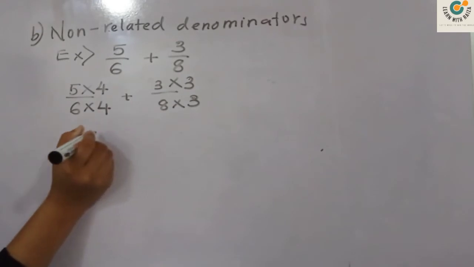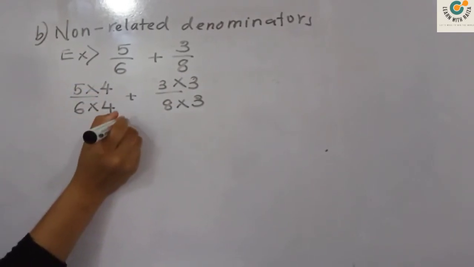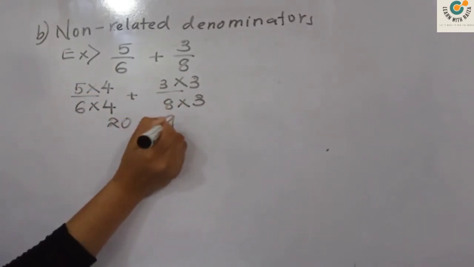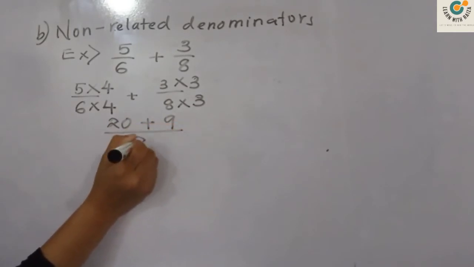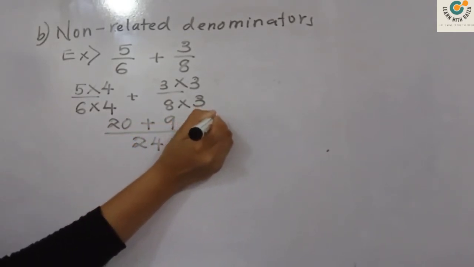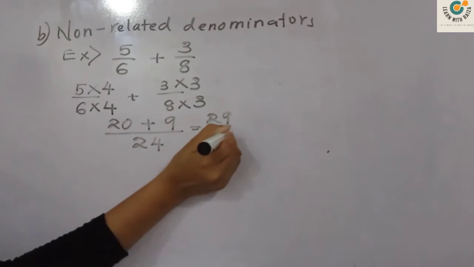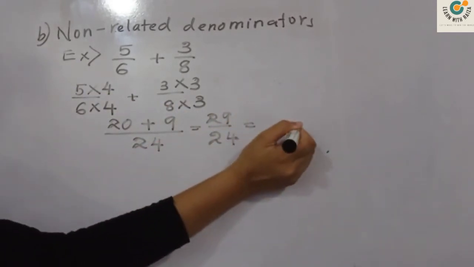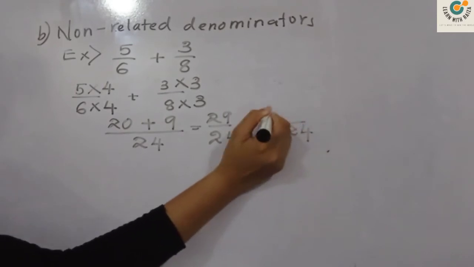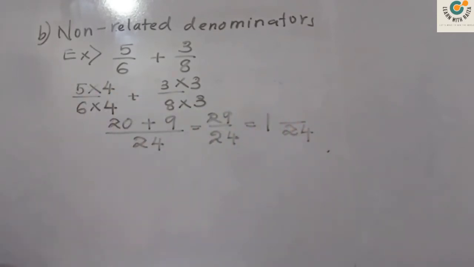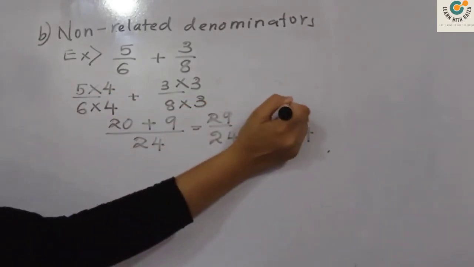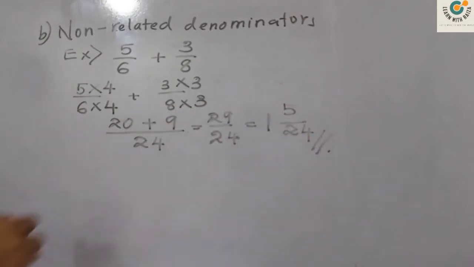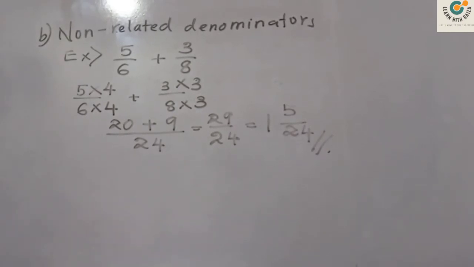Here also the same story. 5 times 4, 20 plus 3 times 3, 9 upon 24 is common. So the answer will be 29 over 24, which is an improper fraction. So you have to convert it into a mixed fraction. Denominator is the same. 24 times 1 is 24. So now the remaining you need 5. So this is the final answer. If you don't know the multiplication table, if you don't know LCM, you can't get the answer, right?